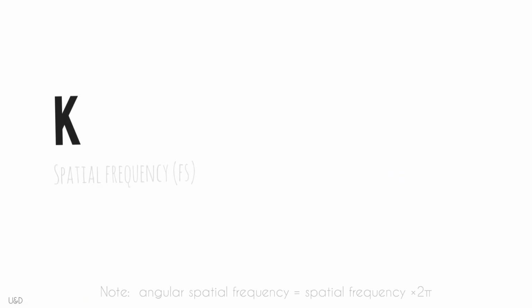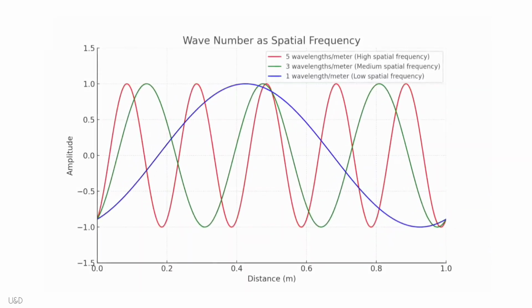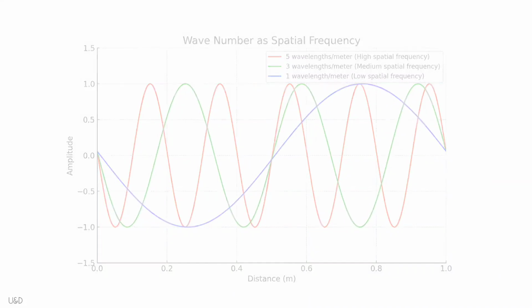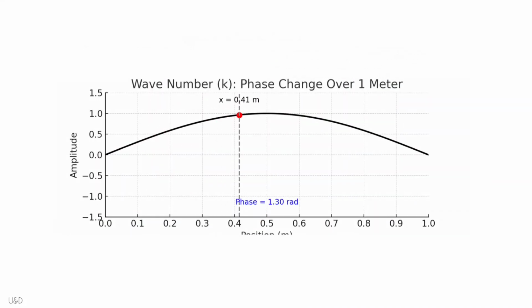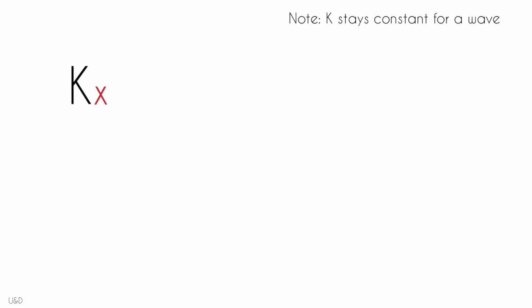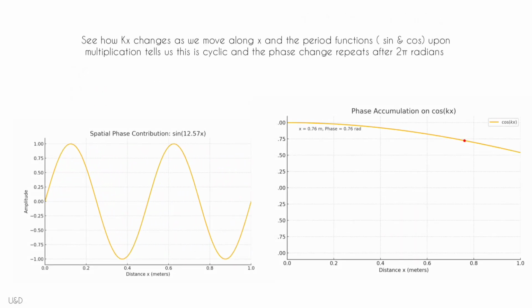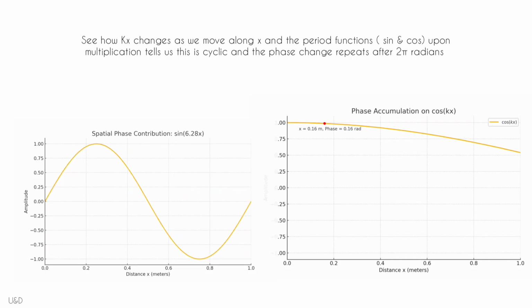Now sometimes people refer to k as simply the spatial frequency, which counts how many full wave cycles fit into a unit length, like 2 cycles per meter. It tells us how tightly a wave is packed. But in our case, we are dealing with angular spatial frequency. So ultimately, the term kx captures how much the wave phase has changed just by moving through space. It accounts for the spatial contribution to the overall phase of the wave.